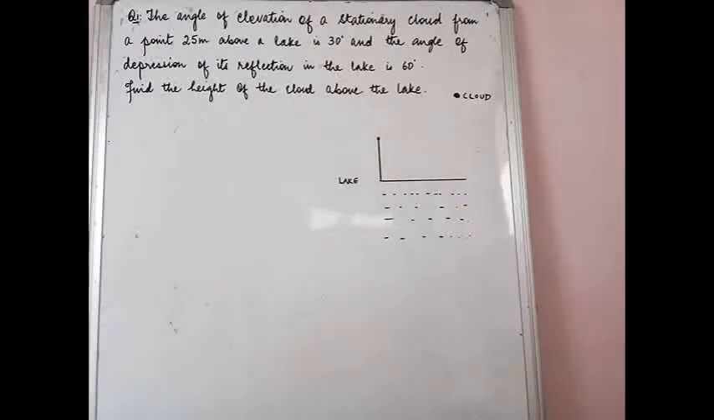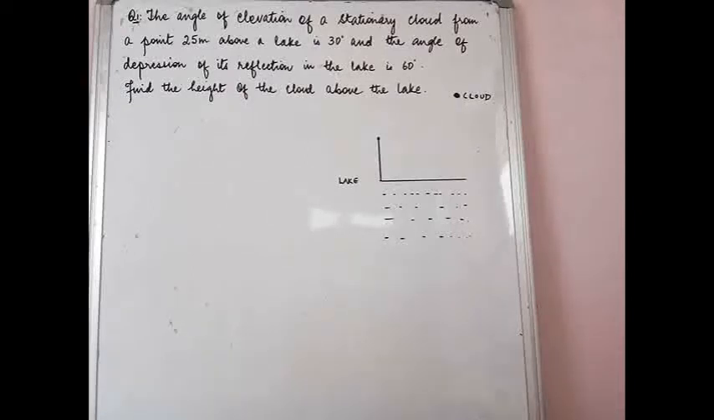It says the angle of elevation of a stationary cloud. Stationary means not moving. So we are assuming that there is a cloud. Obviously the cloud is in the sky. The angle of elevation of the cloud. So that means there is a person who is looking upwards towards the cloud from a point 25 meters above a lake.